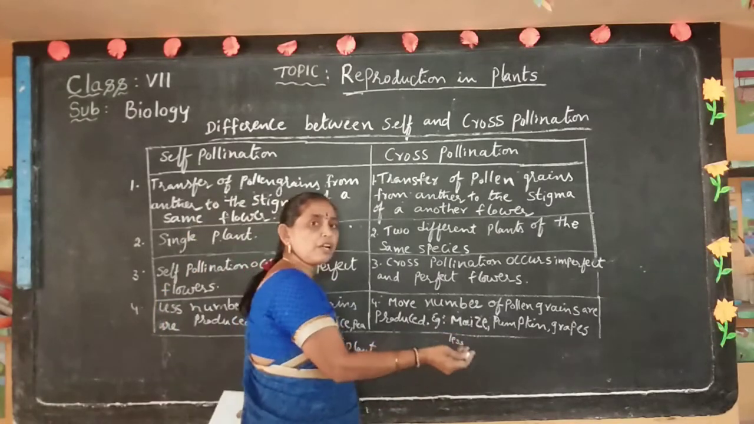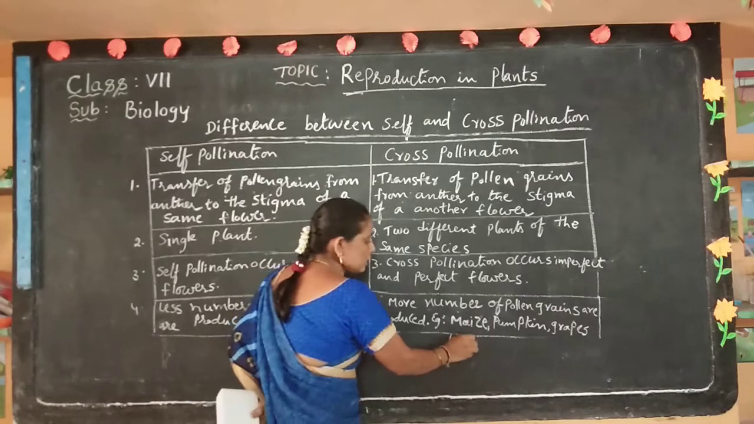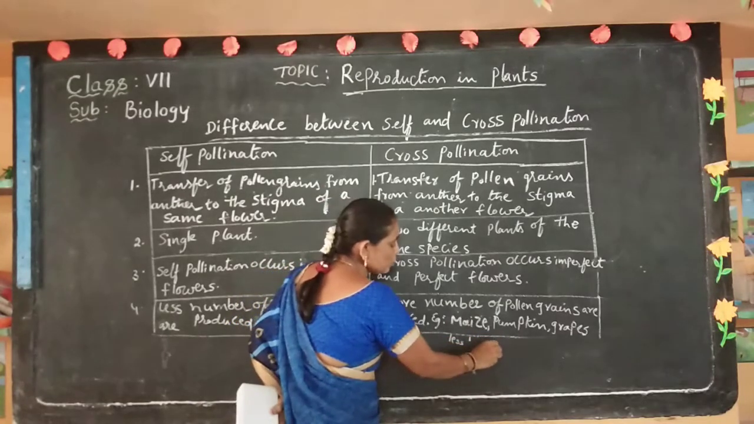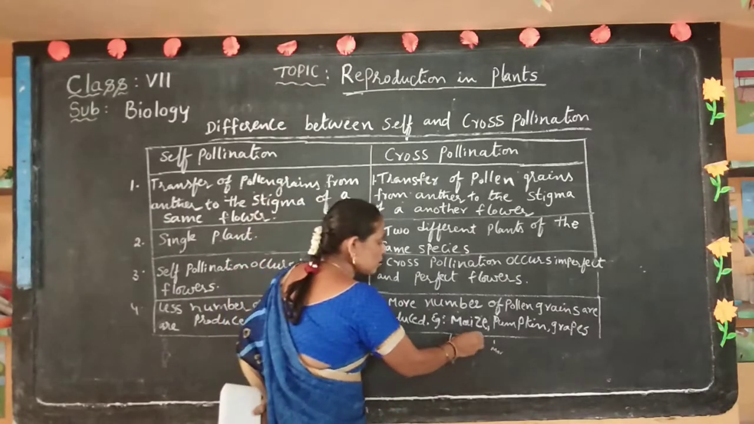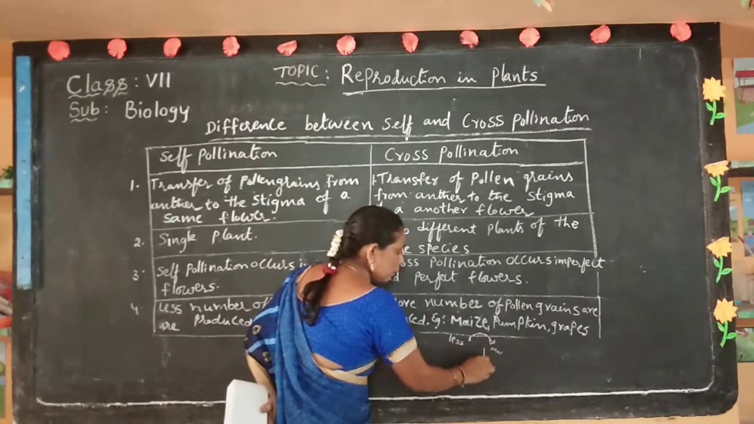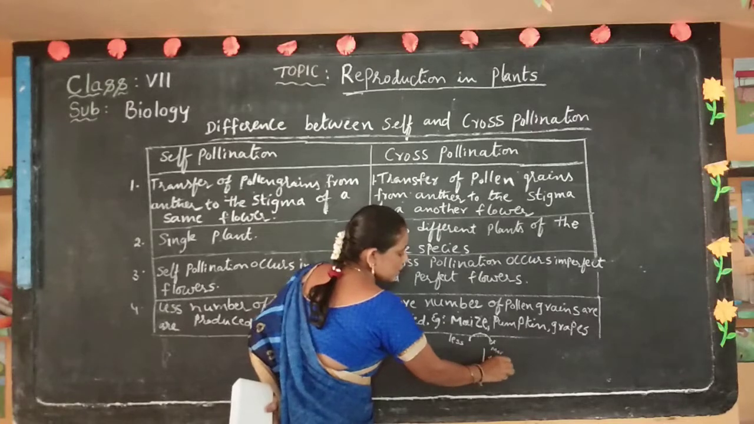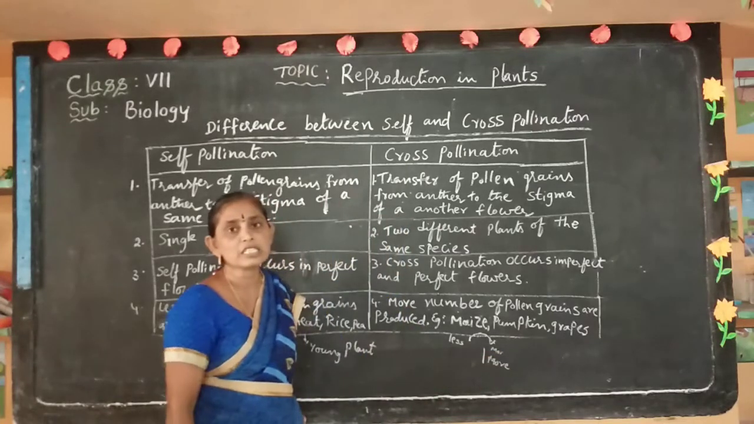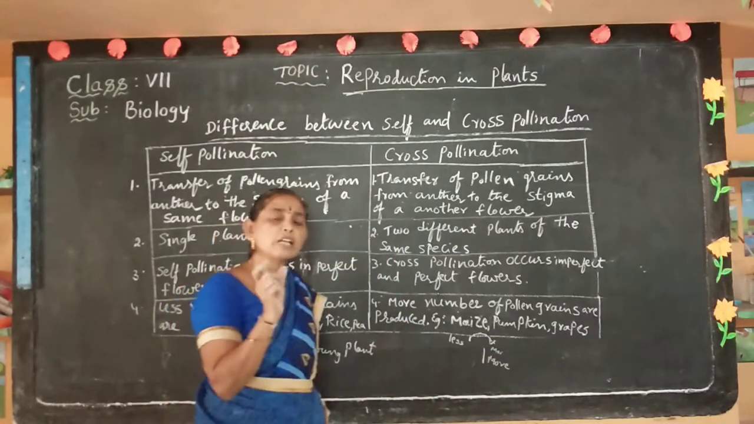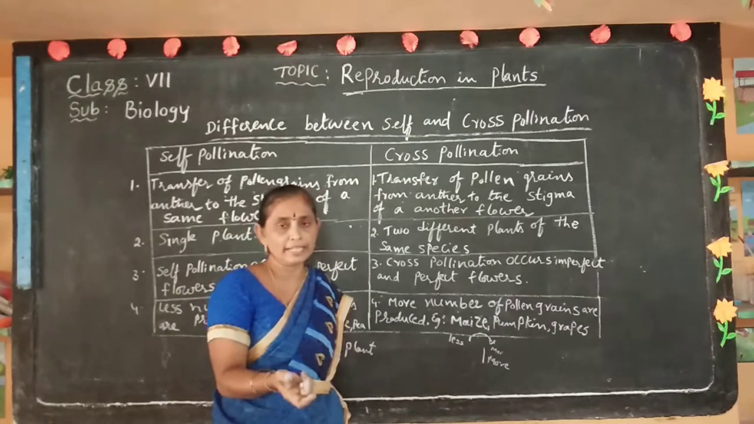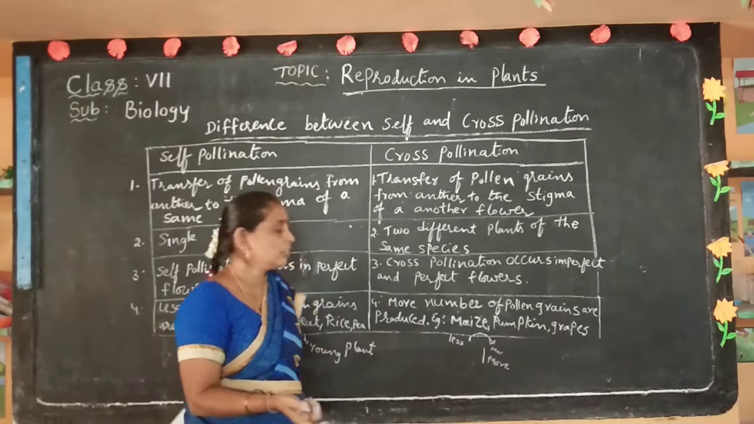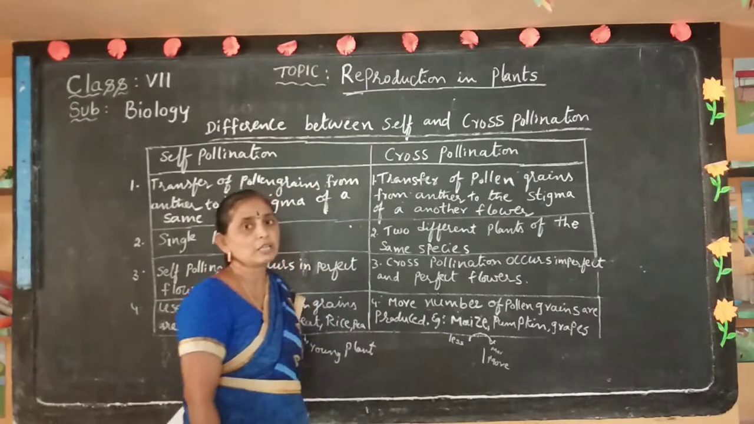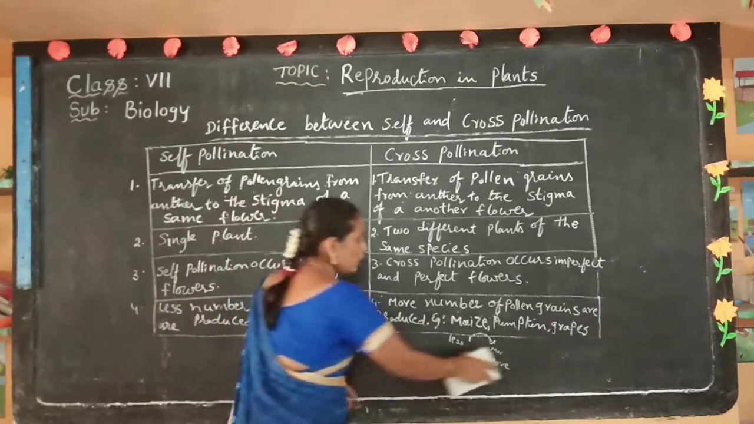But in cross pollination, one plant has less disease resistant capacity and another plant has more disease resistant capacity. That results in cross pollination developing a plant with more disease resistant capacity. It means unwanted characters are eliminated and wanted characters are present in the cross pollination.